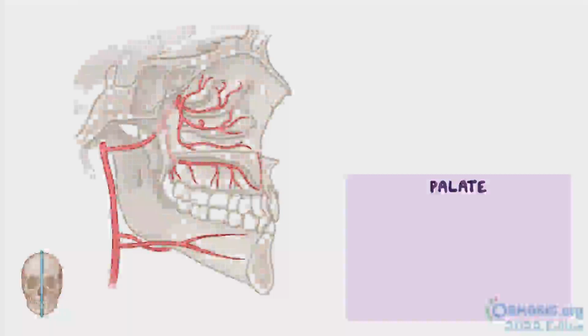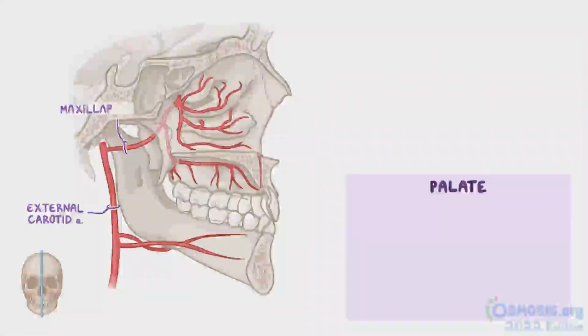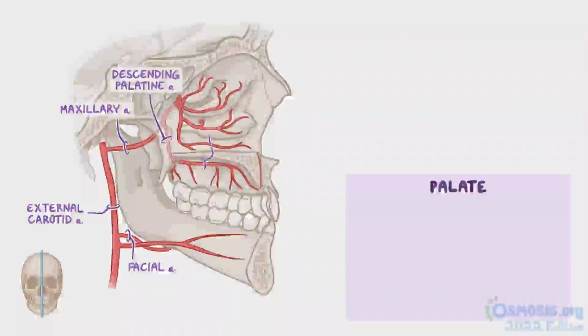Finally, let's discuss the arterial supply and innervation of the palate, starting with vascularization. All the arteries that supply the palate are branches of the external carotid artery. The external carotid artery gives off two main branches to supply the palate: the maxillary and the facial arteries. In the pterygopalatine fossa, the maxillary artery gives off a branch called the descending palatine artery, which runs downward along the sphenopalatine canal and gives two branches, the greater and lesser palatine arteries.